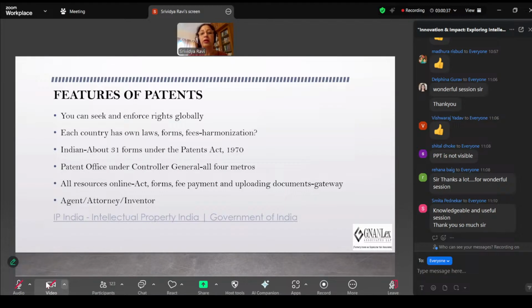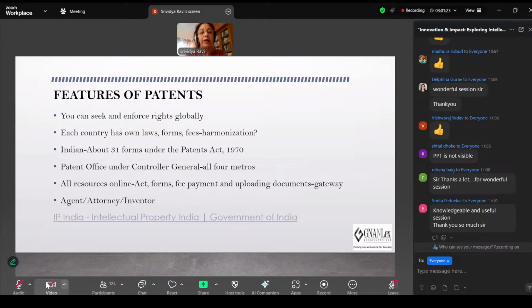IP India, or Intellectual Property India, Government of India Patent Office. This is a link to the home page for intellectual property. So they're in charge of all of that. This particular link will lead you particularly to the patent office, but you may look at other things. There is design, there is the geographical indication registry, and so on and so forth.